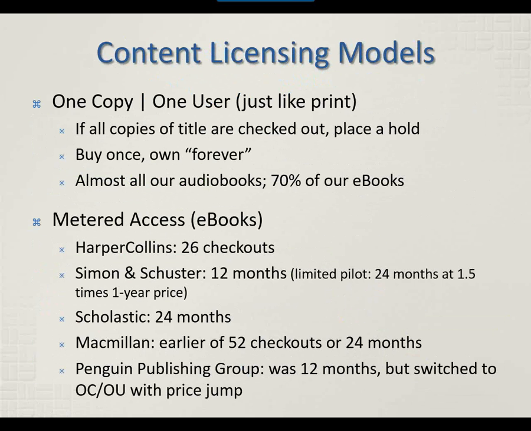Starting in 2011, we suddenly had a publisher, HarperCollins, that decided they were no longer comfortable with that one copy, one user, perpetual access model. And so they decided that they were only going to make their books available using a 26 checkout metered access model. So we'd buy a book from HarperCollins. It could be checked out 26 times, and at that point, the book expired. And if we wanted to continue to have access to it, we'd have to purchase another copy.